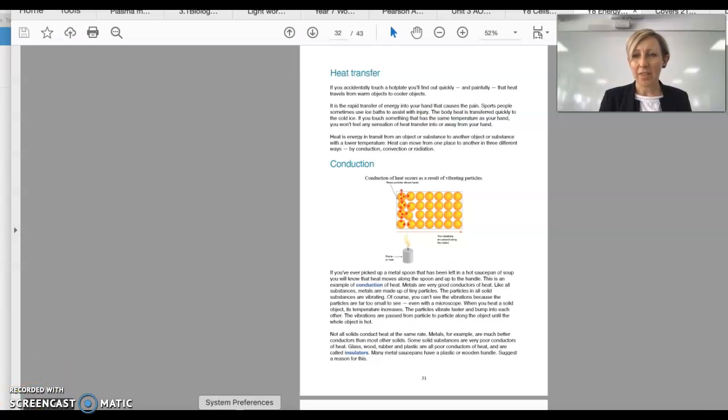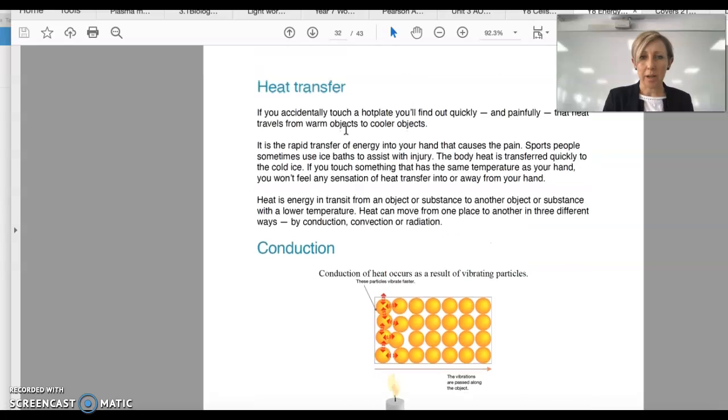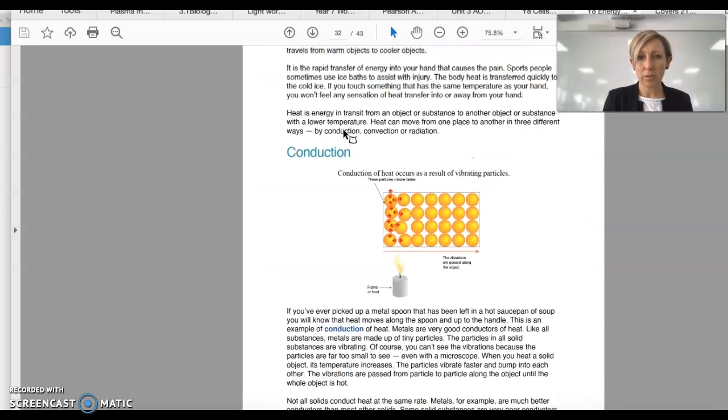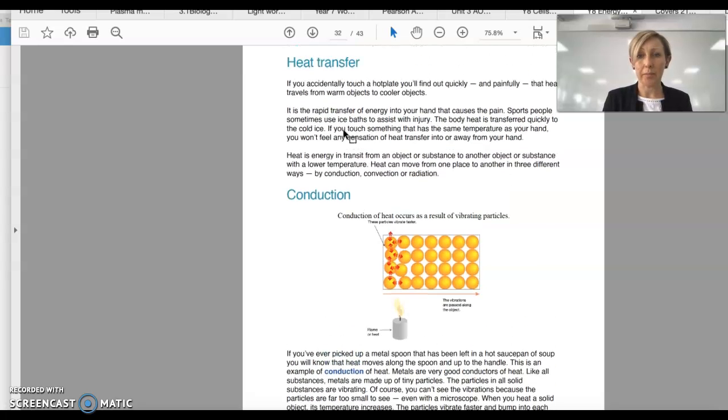Hello, Year 8. Now this is your revision video on heat or thermal energy transfer. If you look in your booklet, page 31, you'll see that this part of the topic is introduced there. You need to be able to describe the three kinds of heat transfer and the direction that heat energy travels in. So the first one we'll look at is heat transfer by conduction.